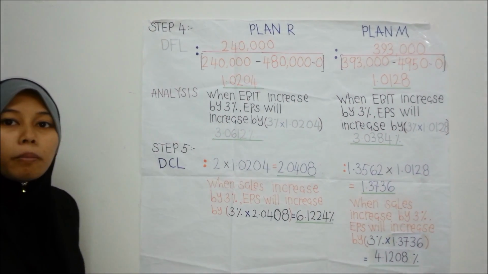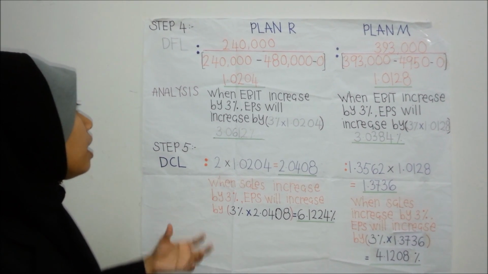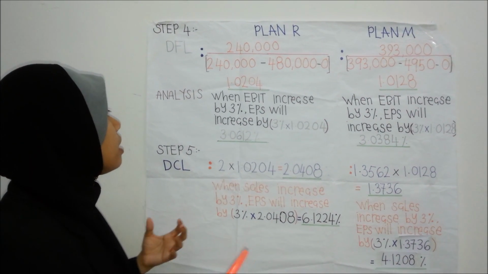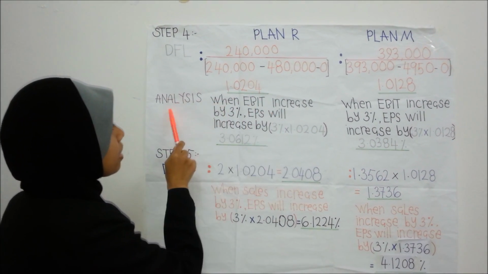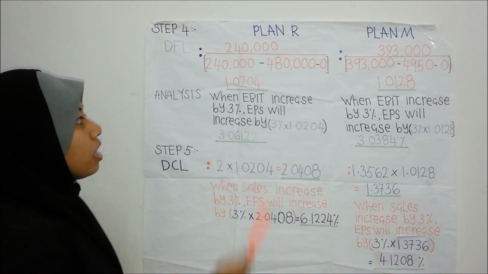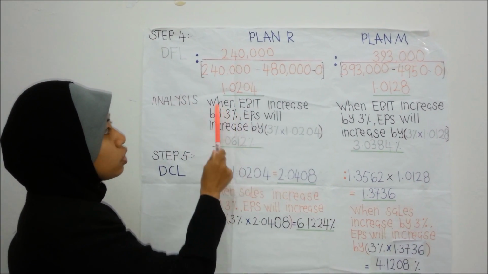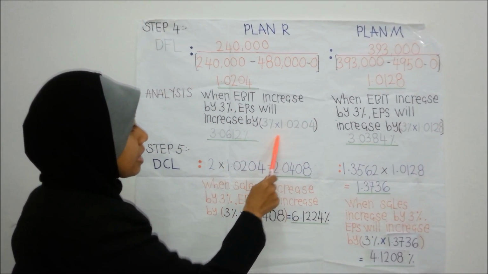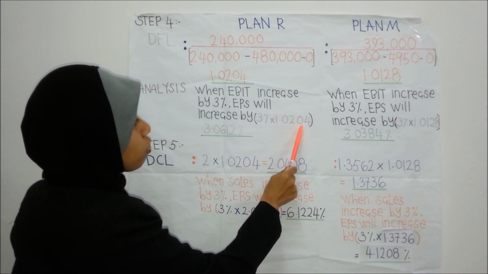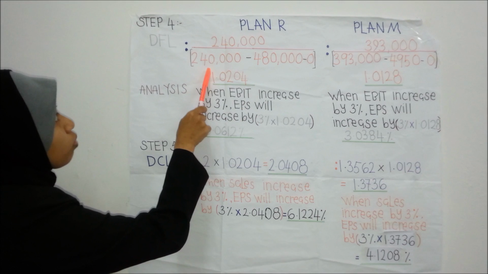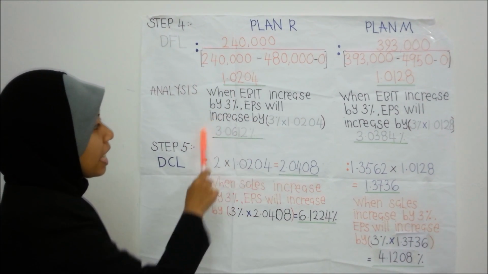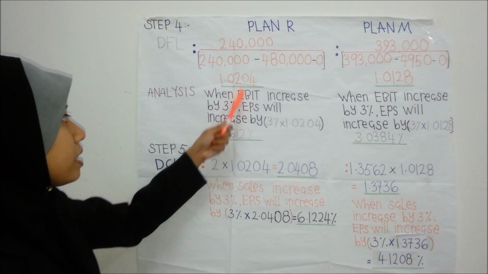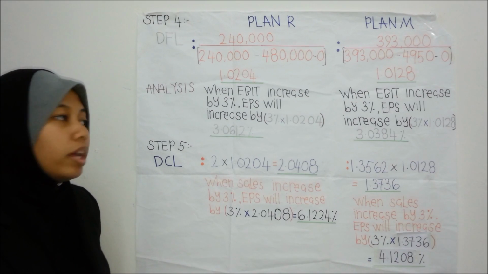After we do the calculation for plan R and plan M, we have to do the analysis for degree of financial leverage. What you have to remember is the EBIT and the EPS. Then we will do the analysis. For plan R, when EBIT increases by 3%, EPS will increase by 3% times 1.0204, which we get from the calculation of degree of financial leverage, and we will get 3.0612% as a total. The 3% we can assume as any number you want.